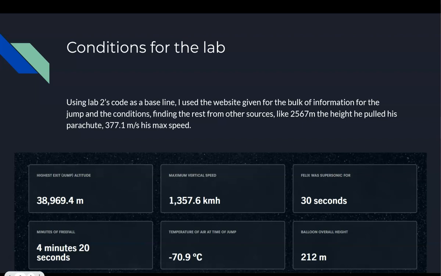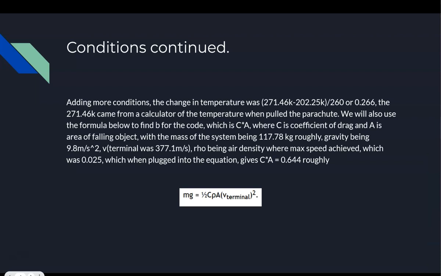Conditions for this lab: I used Lab 2's code as a baseline. I used the website given to me for the bulk of the information for the jump and the conditions, finding the rest from other sources. For example, he pulled the cord at 2,567 meters from the ground, and he had a maximum speed, converted to meters per second, of 377.1 meters per second. Jeez, that's gotta hurt.